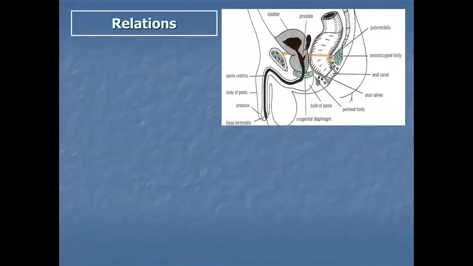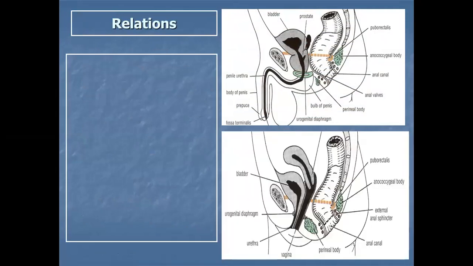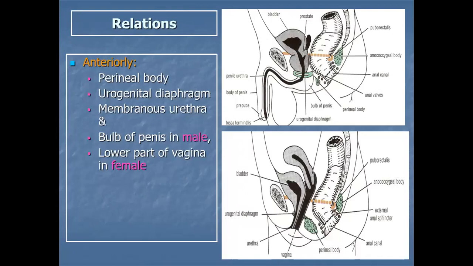Coming to some important relations of the anal canal, again this differs in the male and female. Anteriorly, we have a very important structure called the perineal body in the front. This is especially important in females, because during delivery the perineal body can tear, and that leads to prolapse of the uterus, rectum, and anal canal. This is more important in females than males. So the anterior relation of the anal canal is the perineal body.